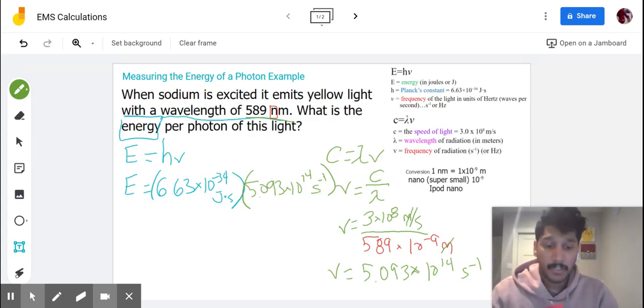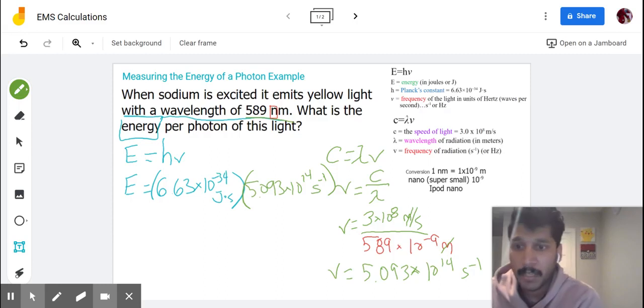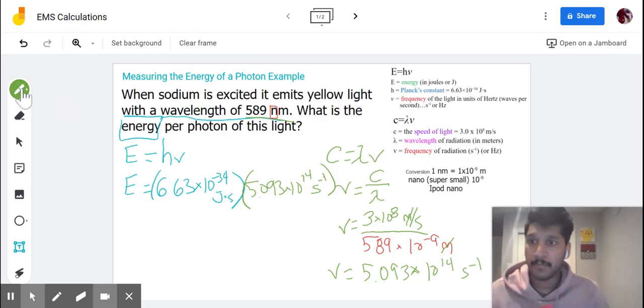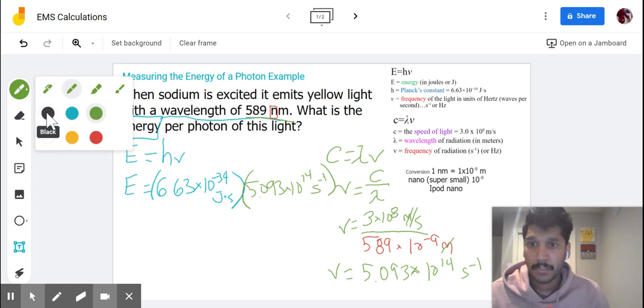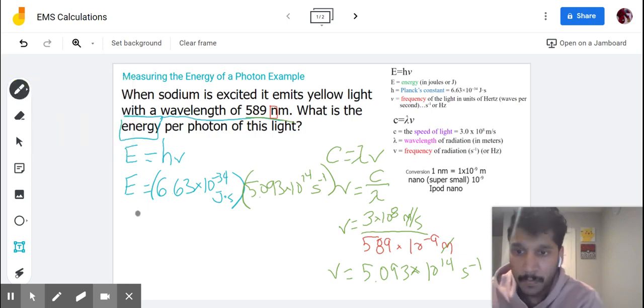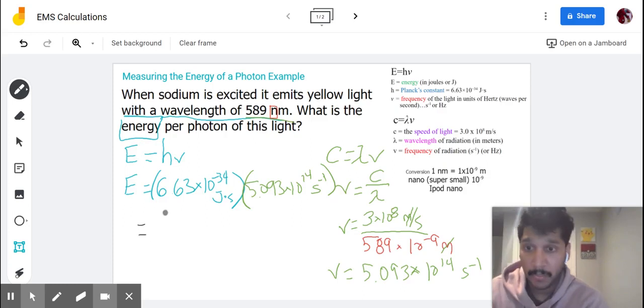That's looking lovely. So all we're going to do is take that number, and I'm just leaving it in my calculator, multiplying it by Planck's constant, 6.03 times 10 to the negative 34th joules per second. All right, so I got a number here. So we can change colors. So my energy I got to be 3.38 times 10 to the negative 19th.